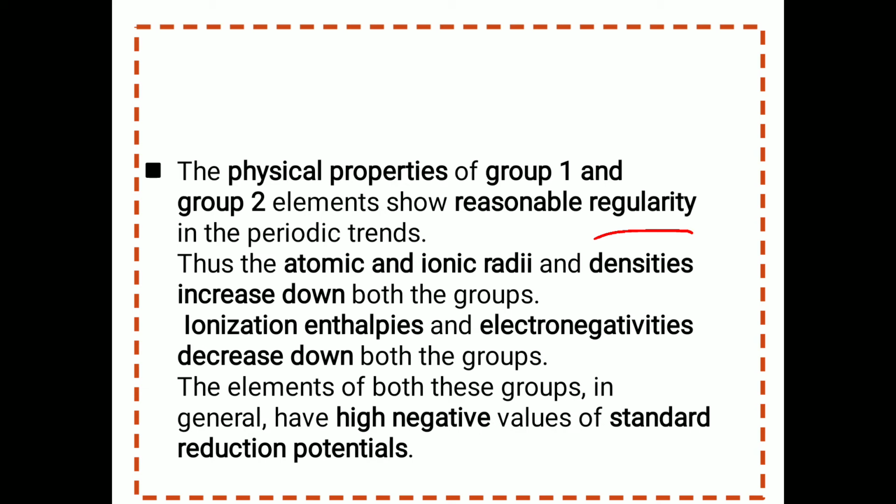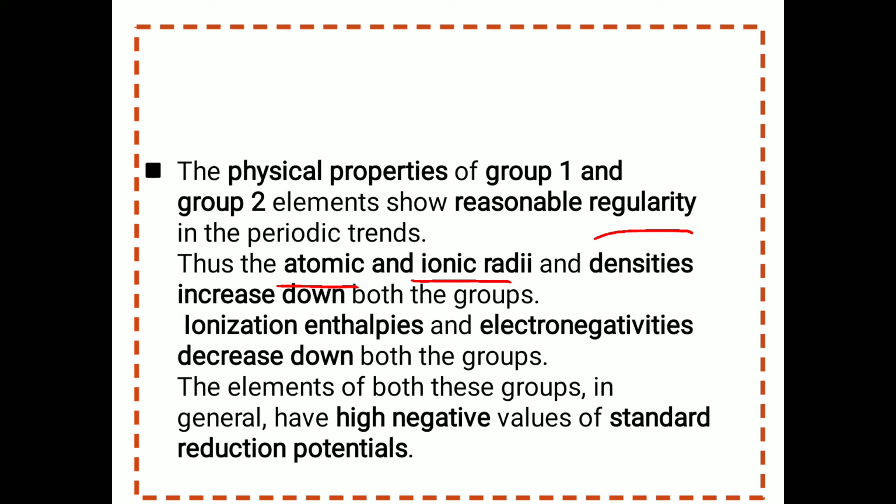Now first of all, let us see what is meant by atomic radii. Atomic radius is defined as the total distance from the nucleus of an atom to the outermost orbit of an electron. That means the distance between the nucleus of the atom and its outermost orbit.